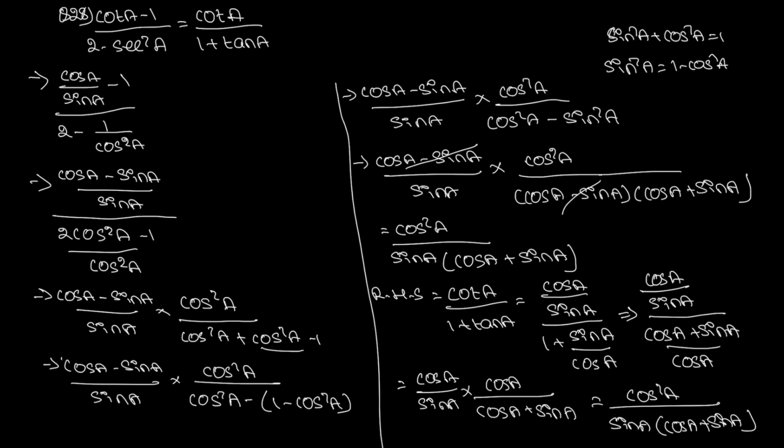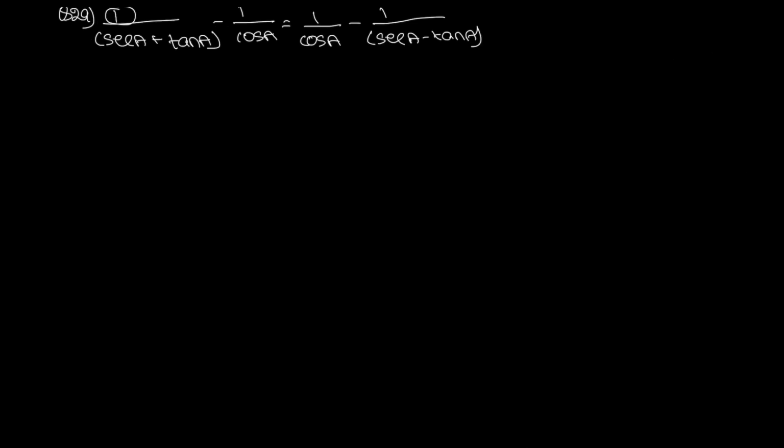If we observe here, the simplified LHS and simplified RHS values are same. Therefore, LHS is equals to RHS. We have our question number 29, which is 1 by secant plus tan minus 1 by cos. This also we have to prove LHS and RHS separately. First we will be proving our LHS value.